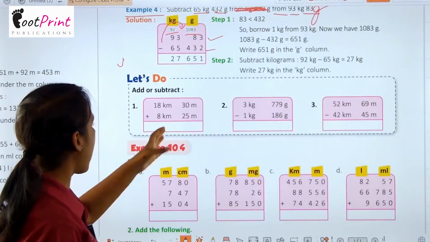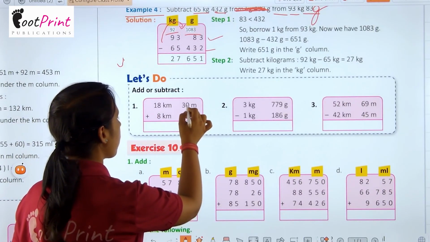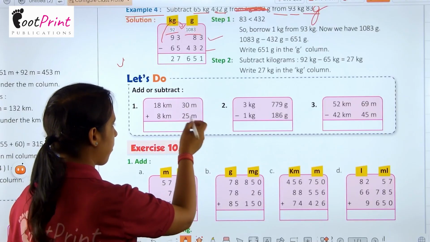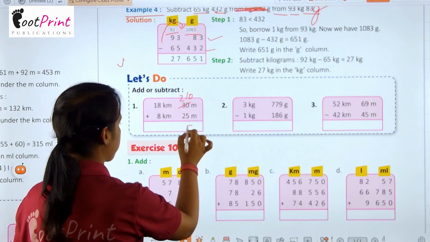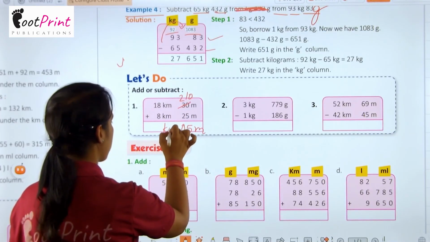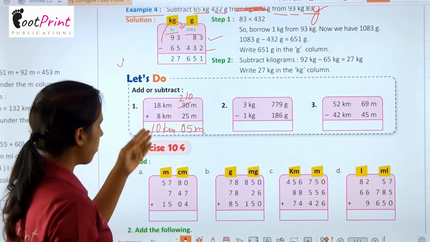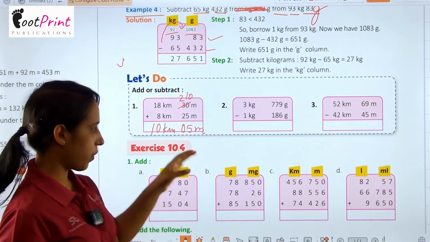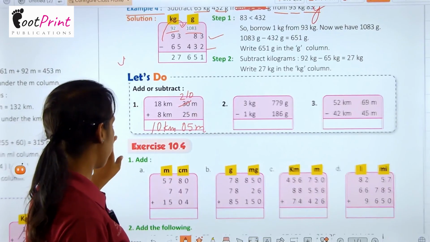Okay, here we have a question. So here we know we have 0 less than 5, so we regroup it. It will become 10, it will become 2. 10 minus 5 is 5, and 2 minus 2 is 0. Then we put kilometer here. 8 minus 8, 0 and 1. So it will become 10 kilometer 5 meter. Okay, so question number 2 and 3 you will try to do yourself.